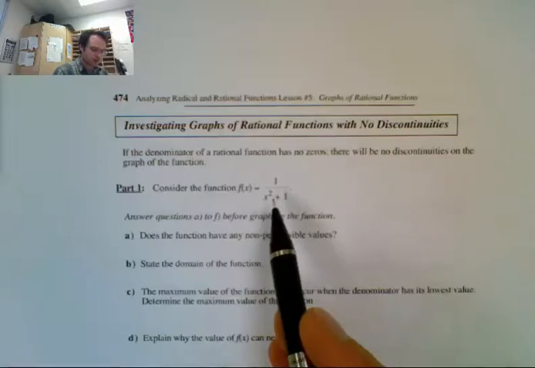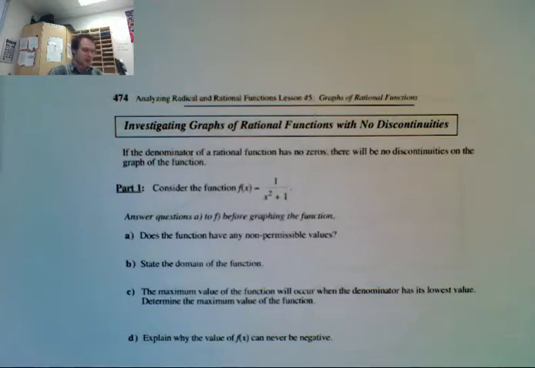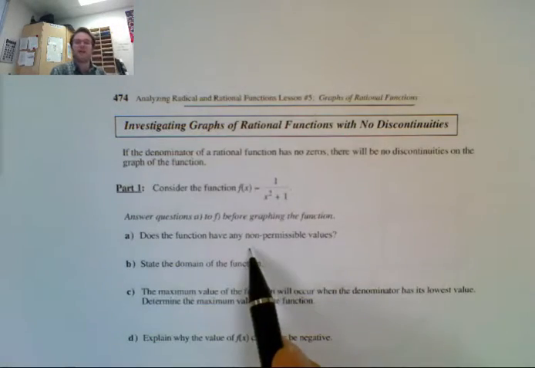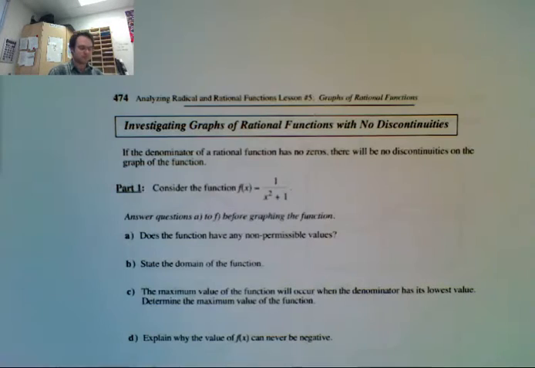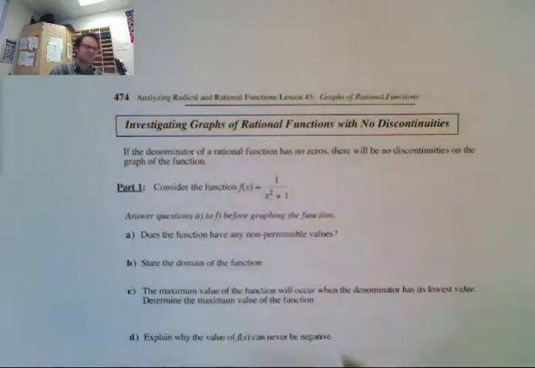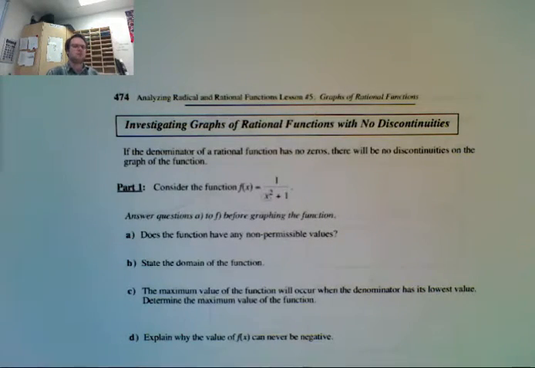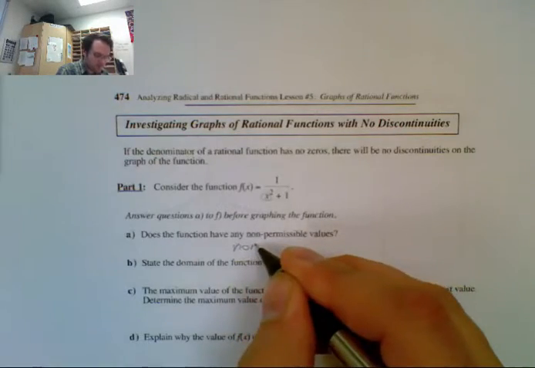Alright, so now we're going to do a little bit of an investigation here. Let's consider this function. It first asks, does this function have any non-permissible values? Well, can we ever make it so we're going 1 divided by 0? No matter what, even if x is negative, if we square it, it's going to be a positive. So there's no way we can make my denominator equal to 0. So there are none.